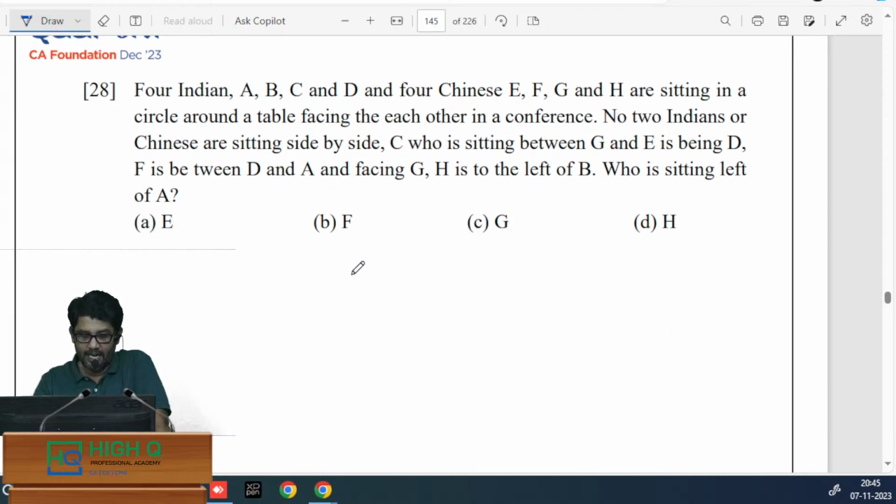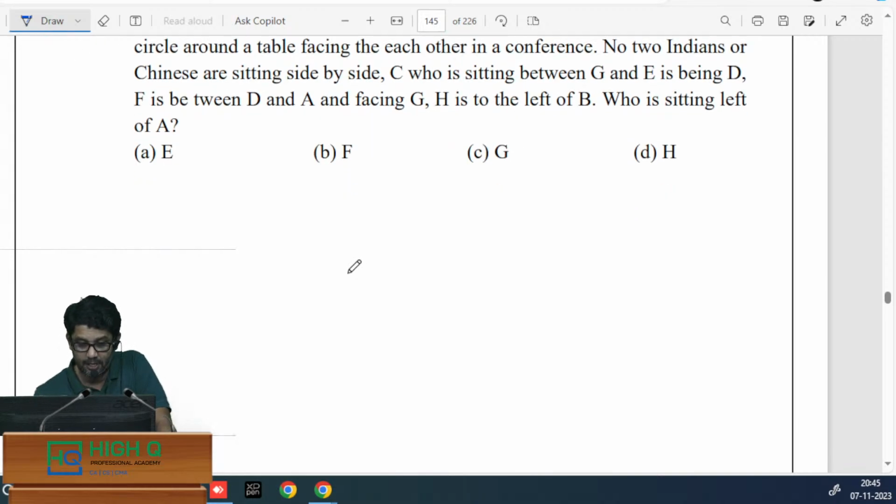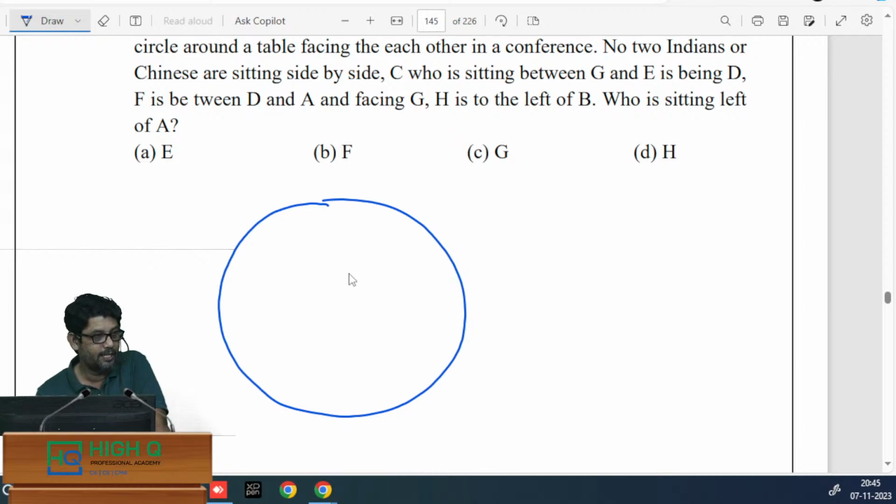Four Indians A, B, C, D and four Chinese E, F, G and H are sitting around a circular round table facing each other in a conference. Very good. India, China. Total 8 people. Okay.